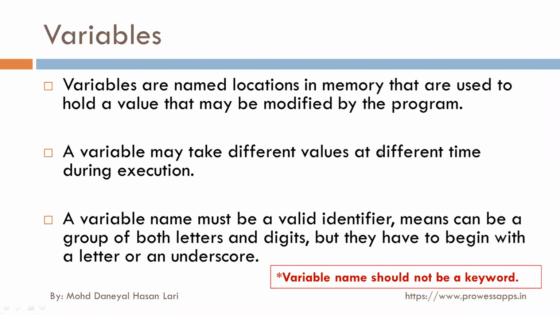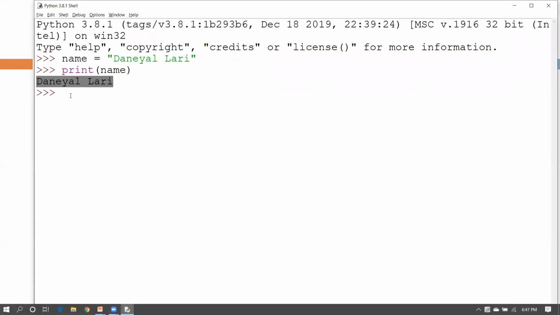A variable may take different values at different times during the execution. The meaning of this statement is, suppose this variable right now has the value Daneyal Lari, and later on you want to change the value of this variable, for example, to Provis apps, then you can change the value. Now this value Provis apps will be stored at the location that is pointed to by the name. If you want to access it, you can write the name in a print statement. Now you can see that at different locations of the program, I can assign different values to the variable.